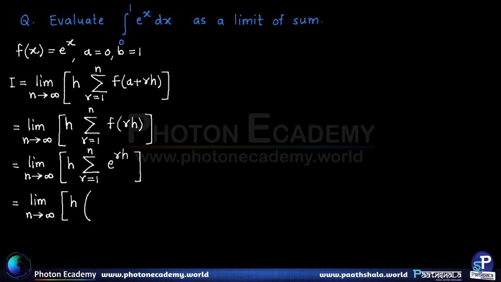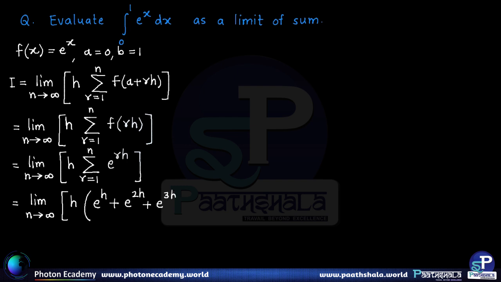Now if you observe what this e raised to rh which is being summed up means is that, suppose we give few successive values to r, that is when r is 1 we have e raised to h, right? When we have r as 2 we have e raised to 2h, then we have e raised to 3h, and so on till we have e raised to nh, isn't it?